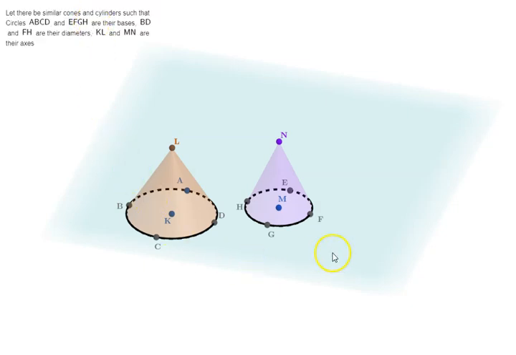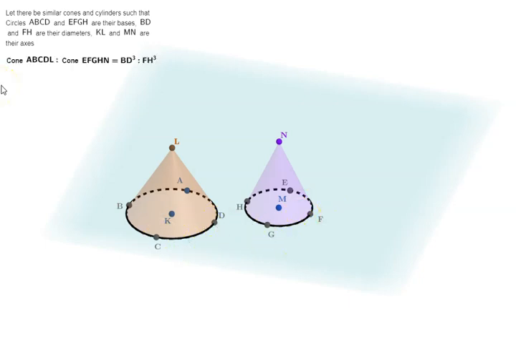So let there be similar cones and cylinders such that circles ABCD and EFGH are their bases. BD and FH are their diameters. KL and MN are their axes. Now, purposely I have not shown the cylinders. Since cylinders are 3 times the cones, that part would be pretty straightforward. So let's take care of the cones first.